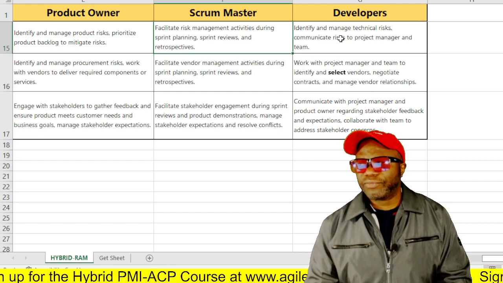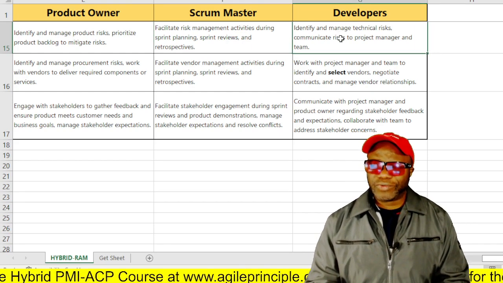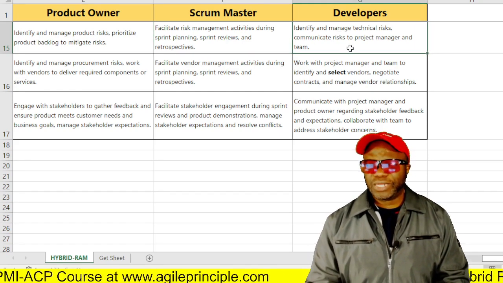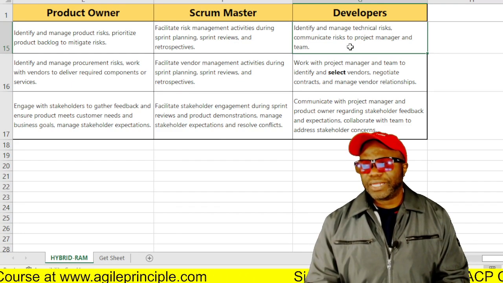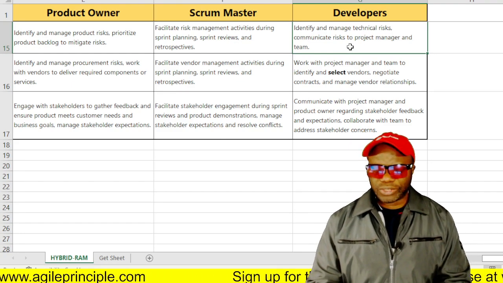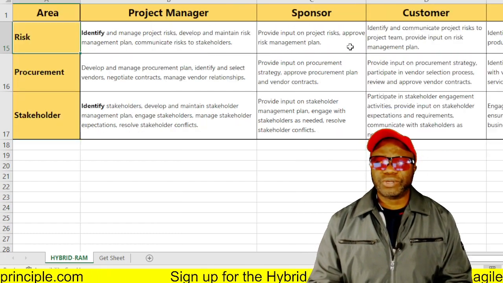All right, moving on, we got developers identify and manage technical risks. Remember, things of a technical nature usually fall into their court, and they should be communicating those risks back to the project manager, the Scrum Master, the team, and so on.